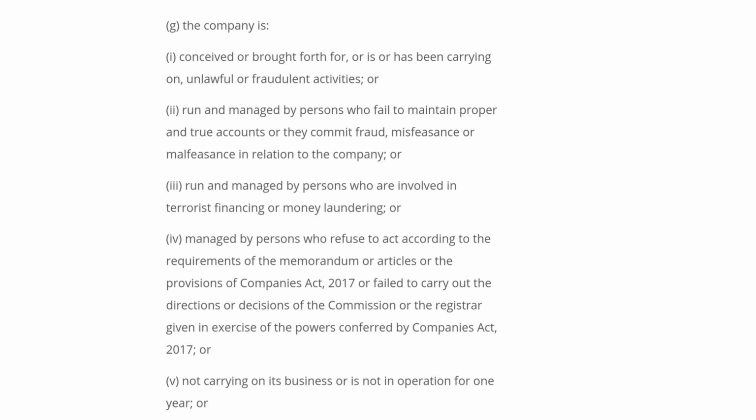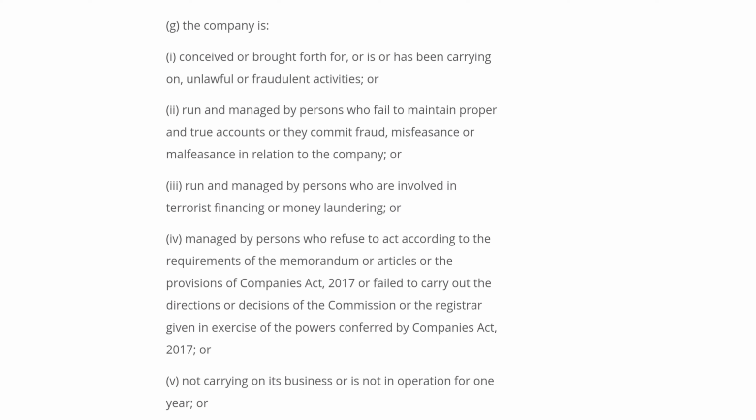So moving on. The other possible reason listed over here is that the company is run and managed by persons who fail to maintain proper and true accounts, or they commit fraud, misfeasance or malfeasance in relation to the company. I read that out quite fast because I do not really prefer reading out from slides. However, like I said, I do that in case somebody is just listening and not watching. So once again, this ground is pretty simple and straightforward.